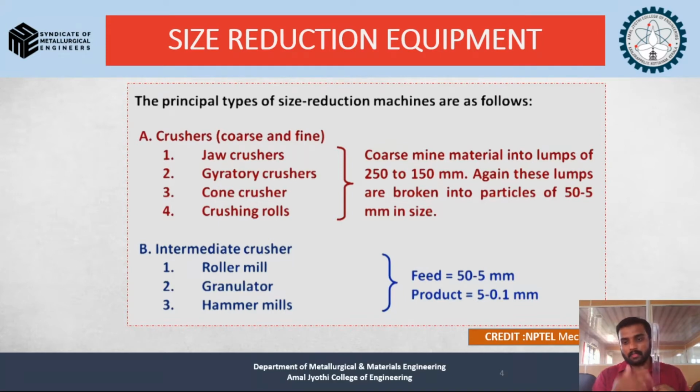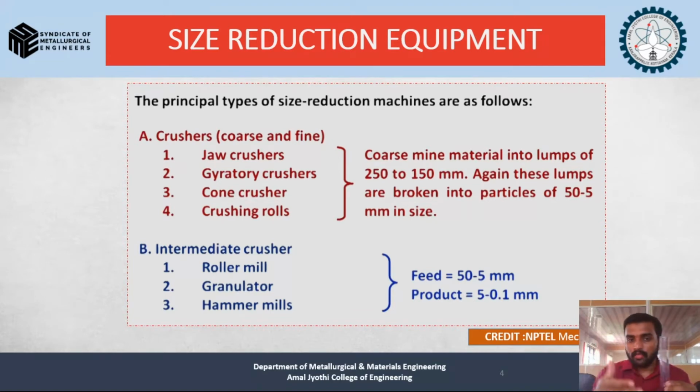And normally after breaking down, it will be reduced into size of 50 mm. So that will be, see, 50 mm means this much, that is 5 centimeter. So this is the main use of coarse and fine crushers.